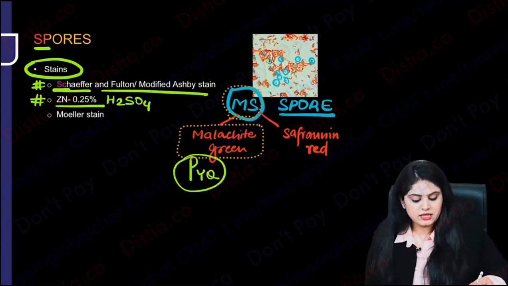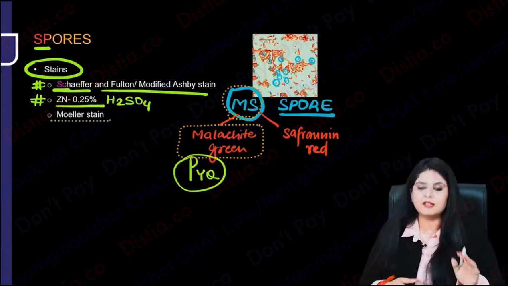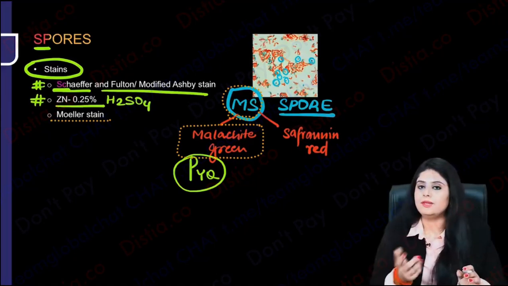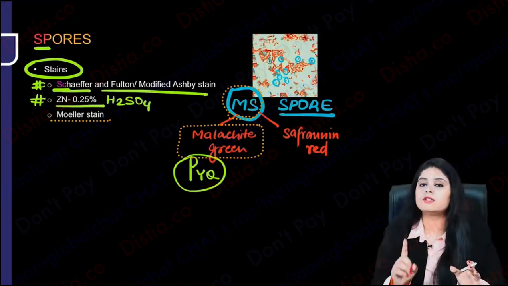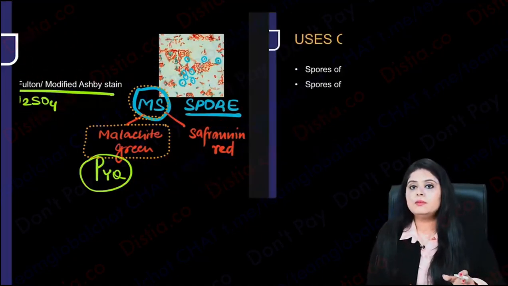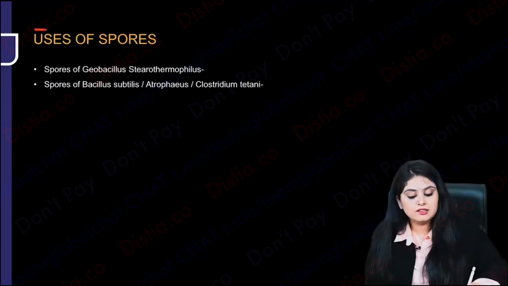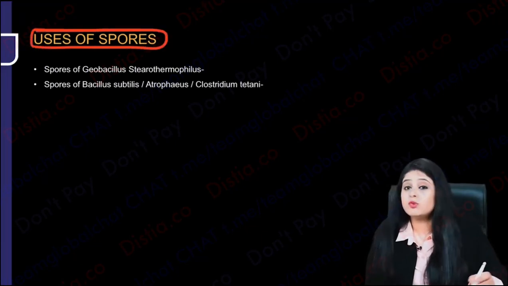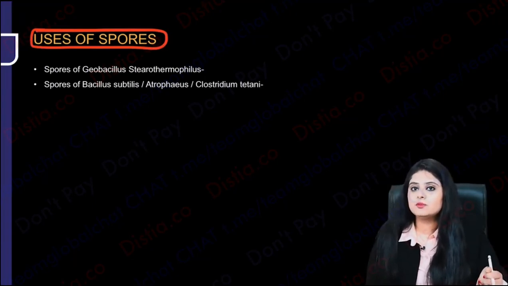There's another stain that you can learn, and that is known as the Moeller stain. Again, something if you are interested in knowing. Not very important. Schaeffer and Fulton or modified Ashby and ZN are the two main ones. In a while I will also tell you that spores are very important, because spores are quite tough. They are the resting forms. They are quite tough. They have formed in unfavorable conditions.